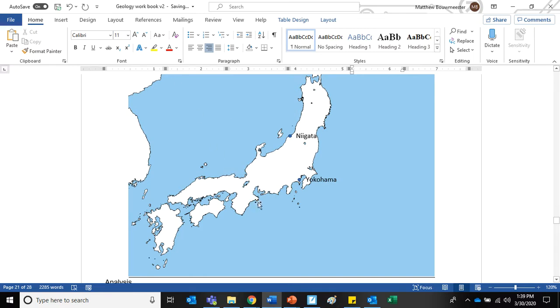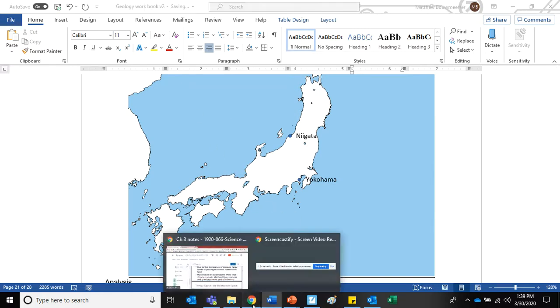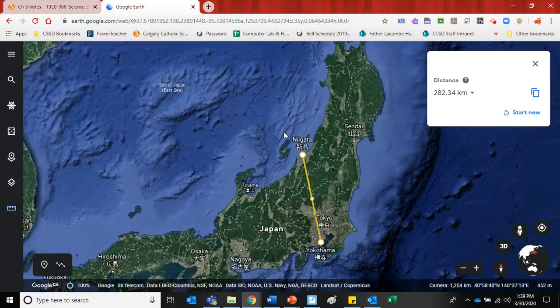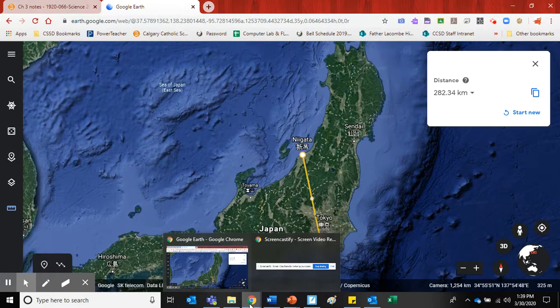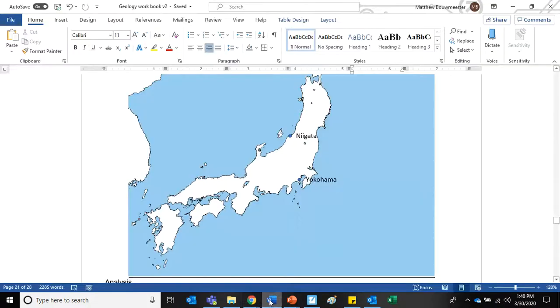I figured it out, and I went to Google Earth, and I jumped up here, and I found out here's Nagata, here's Yokohama. I figured out how much real distance is between them, and then I figured out, based off of my map size, how much distance it is on my map. Don't need to worry about this because I did it for you.